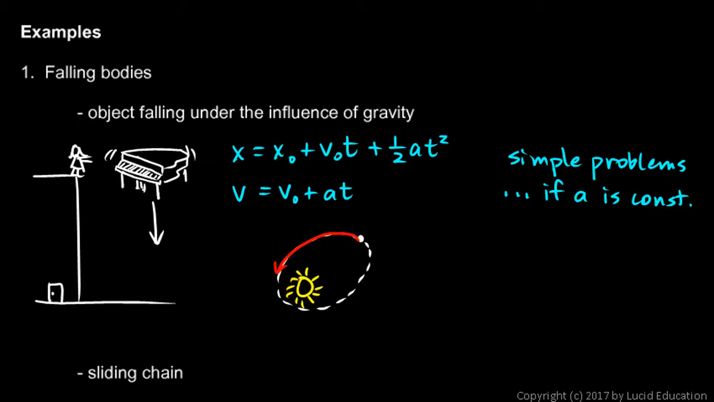So the acceleration varies. So let's just take a few notes here. In a planetary orbit, the acceleration varies because the distance varies.